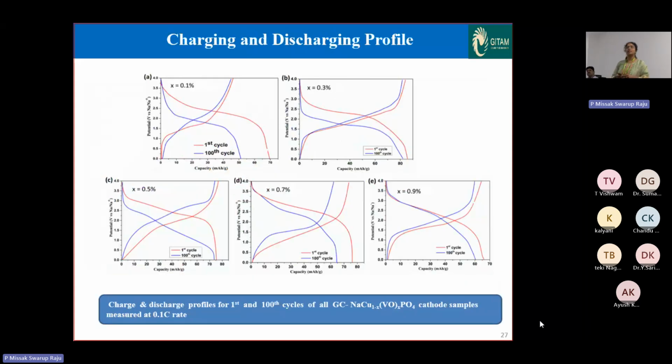The same charging and discharging profile. Here, in the nickel cathode, I observed the first cycle and the 20th cycle, but some difference comes in between nickel and copper. So in the copper cathode, the cycles increase from the first cycle to 100 cycles. What are the charging and discharging values in the first cycle and at 100 cycles? For x equal to 0.1, 0.3, 0.5, 0.7 and 0.9 mole percentages, from this I calculated the efficiency value of the sample.